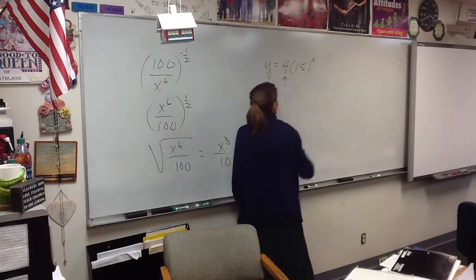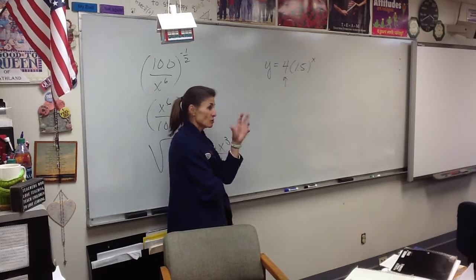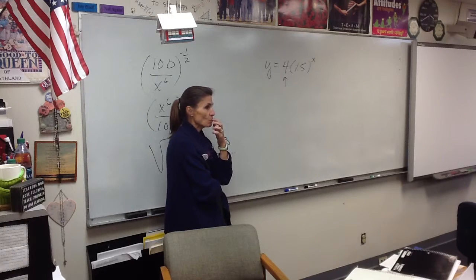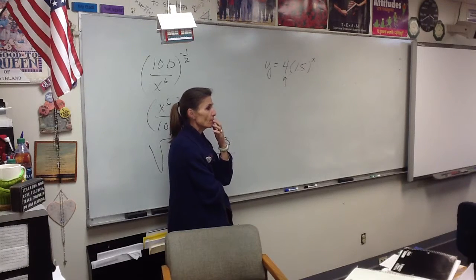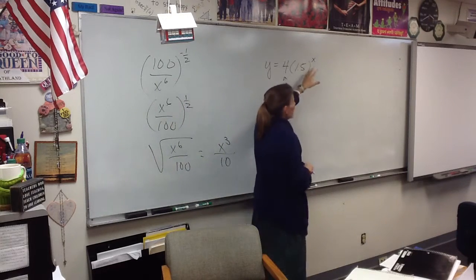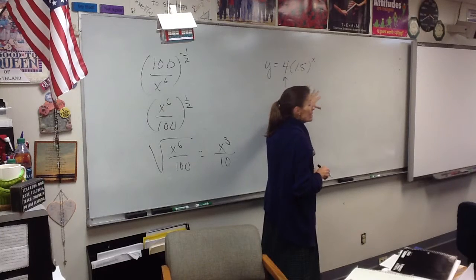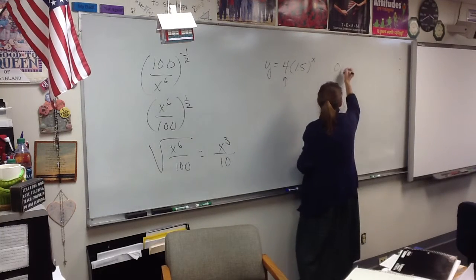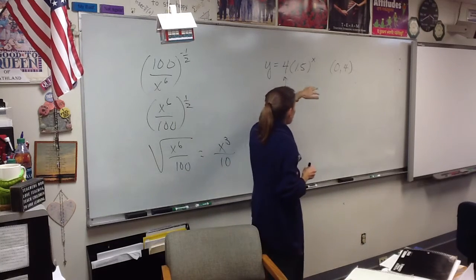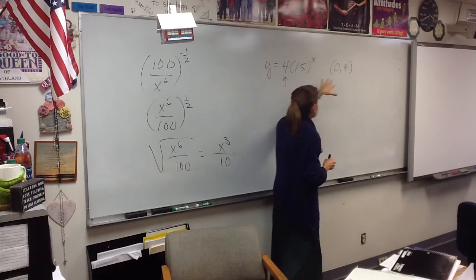What's the significance of the 4? We kind of talked about that yesterday. That's your A value. What's the significance of the A value? Where does it come from? Bailey? It's the y-intercept. So if you let x be 0, your y value would be 4. So another way of thinking about that is that if x is 0, the value's 4.